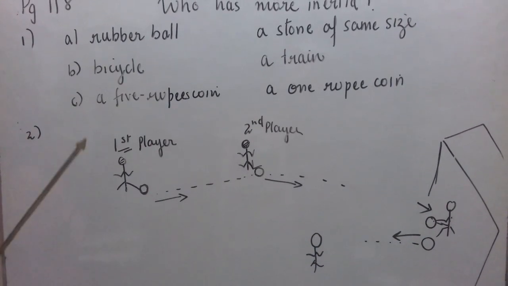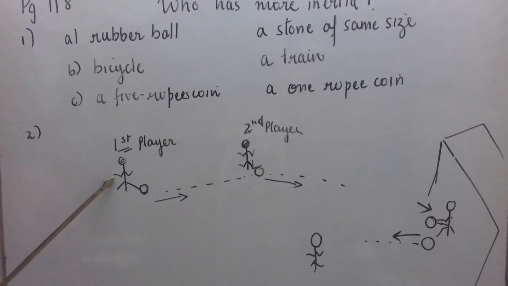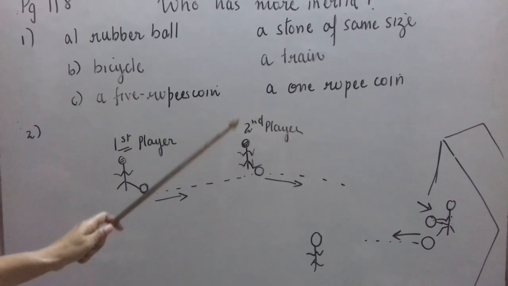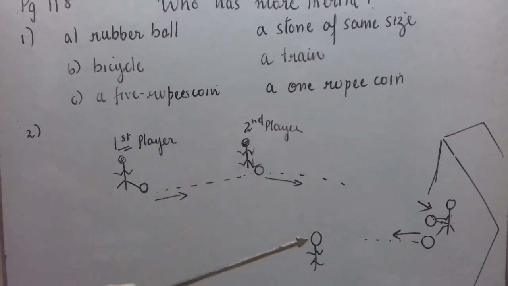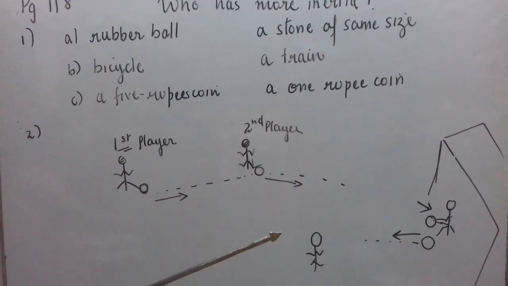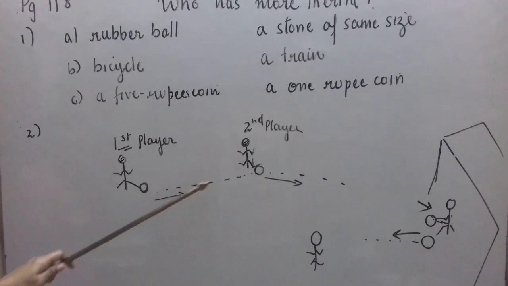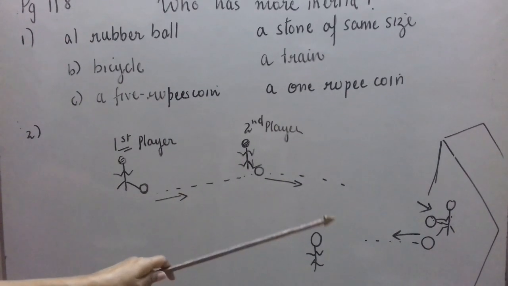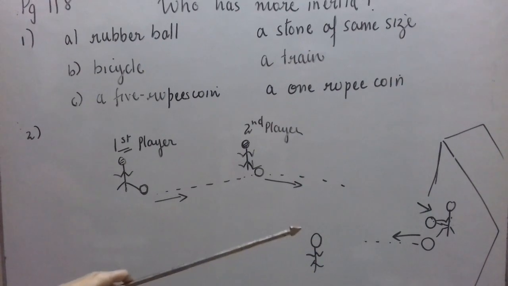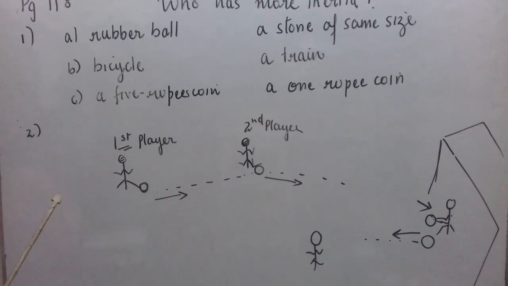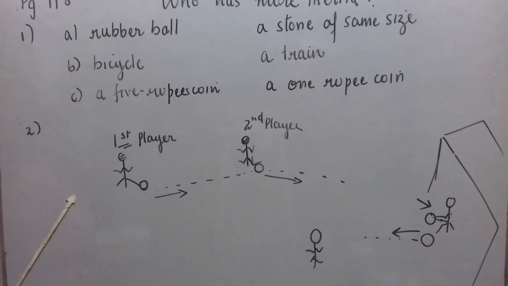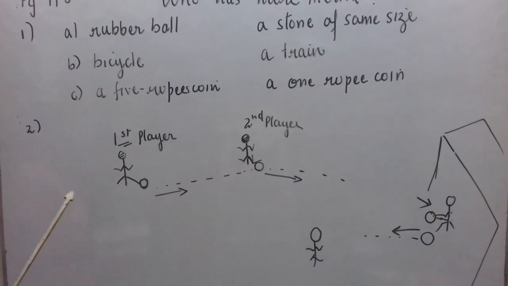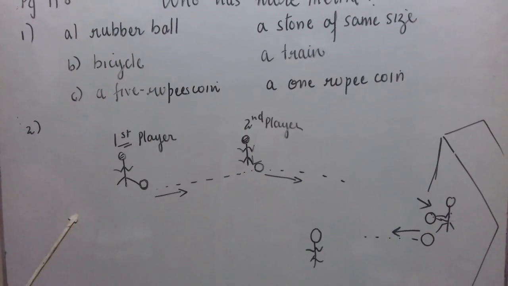So the first agent who applies force is this first player, then the second player, the third time the goalkeeper when he collects it, and the fourth time again the goalkeeper when he kicks it. How many times does velocity change? 4 times. 1, 2, when he collects it third time, and when he kicks it fourth time. So I hope you have understood that the velocity of the ball changes 4 times, and you can identify the 4 agents who are responsible for this change in velocity, who had applied force to change this velocity.